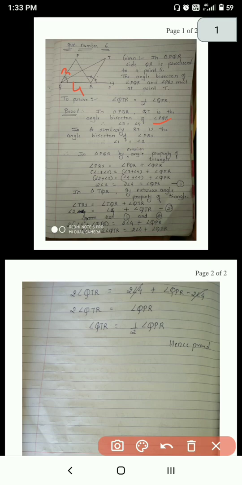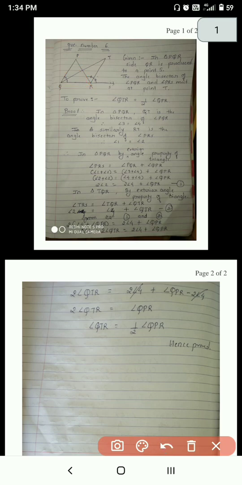Similarly, we apply the same thing here, that TR is the bisector of PRS. Because of this, let us name the angles 1 and 2. They are equal to each other. So angle 1 equals angle 2. Understood? Now after that, we will take triangle PQR and apply the exterior angle property of triangle. So in triangle PQR, PRS is the exterior angle of triangle PQR.